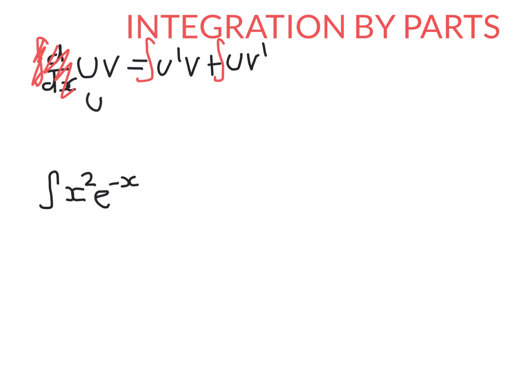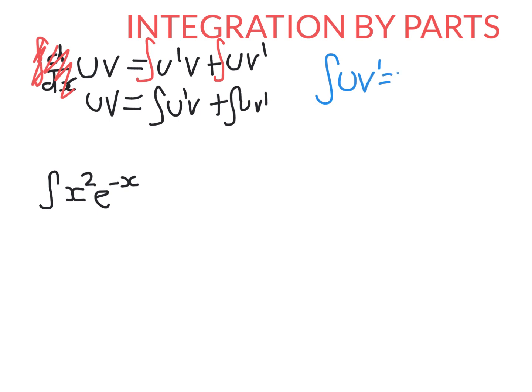So what I'm left with here is uv equals the integral of u dash v plus the integral of uv dash. Now what I can do is subtract this from both sides, and I have the formula for integration by parts. The integral of uv dash equals uv minus the integral of u dash v. So this is our reverse product rule. This is the rule we can use when we're integrating the product of two functions of x.